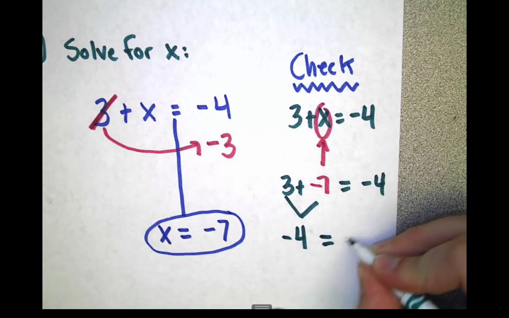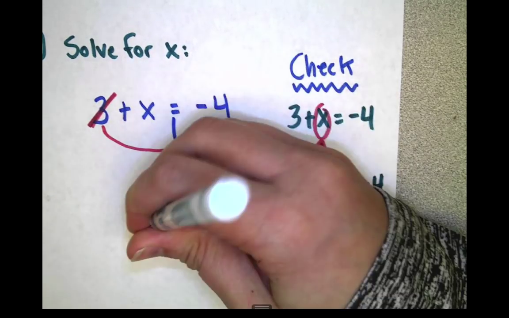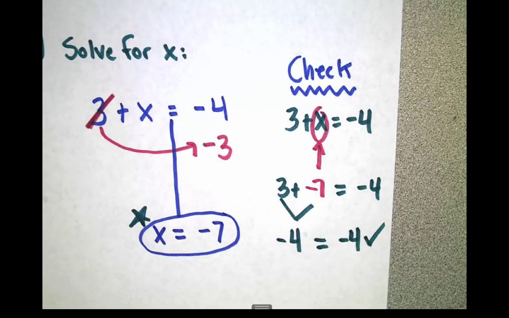Negative 4 equals negative 4. Check, check. It works. That means this answer over here should be correct. Our check proves that it should be correct. All right, let's try another one.